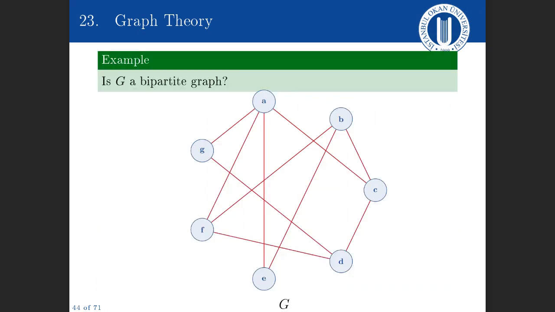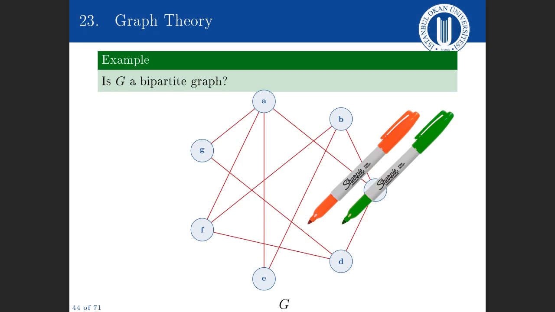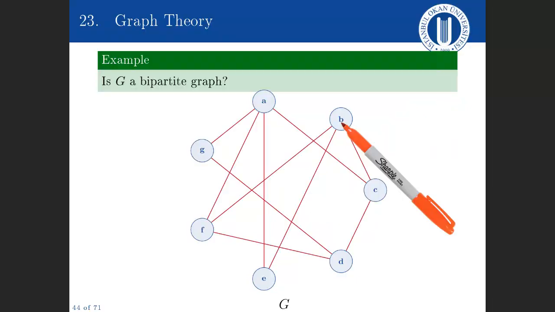Another example, is this graph a bipartite graph? We can answer this problem using 2 pens. What we're going to do is pick one of our pens and pick one of our vertices. It doesn't matter which vertex we start with. Let's just say that I pick my orange pen and I want to start at B. Doesn't matter where we start. Let's suppose we color in this vertex orange.